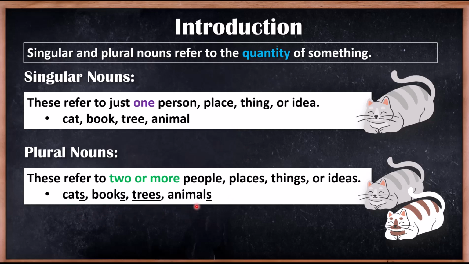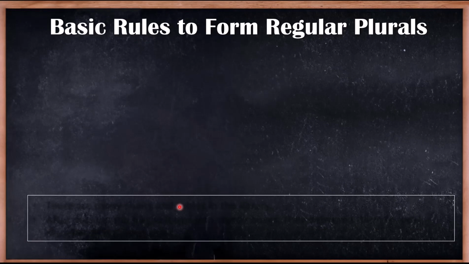Now, usually we just add an S to a noun to make it plural, as you can see in these 4 examples. However, there are other rules for making plurals. We have rules we follow for regular plural nouns, and then we have rules for irregular plural nouns. And there are also words that don't have any rules, and you just have to memorize the plural form. We are also going to have a quiz at the end of this lesson.